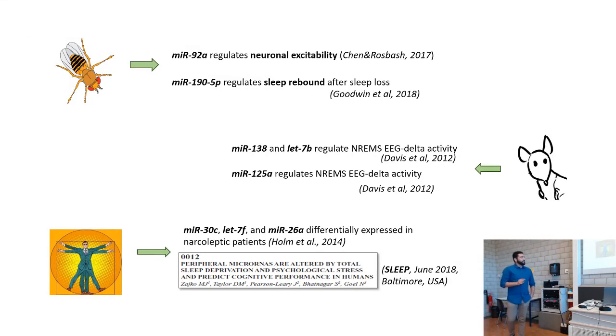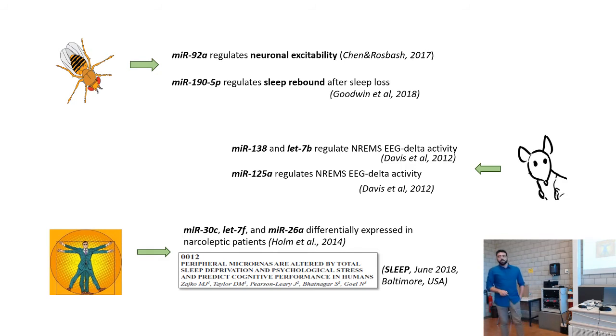So what about microRNAs in sleep? There have been several studies, not a lot though, and very recent, about microRNAs in sleep. Two of them were in Drosophila, another two in rats, and one in humans. This means that although microRNAs have been known for exactly 24 years, they have just started becoming famous in the sleep field. So there's still a lot of room to cover.